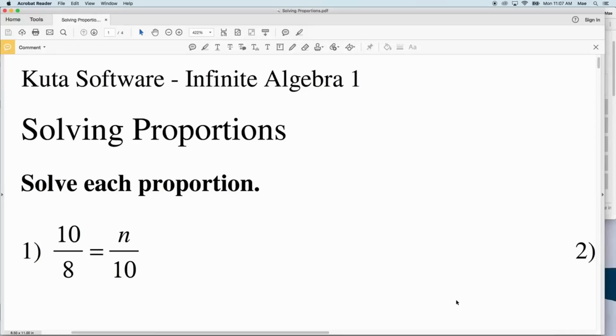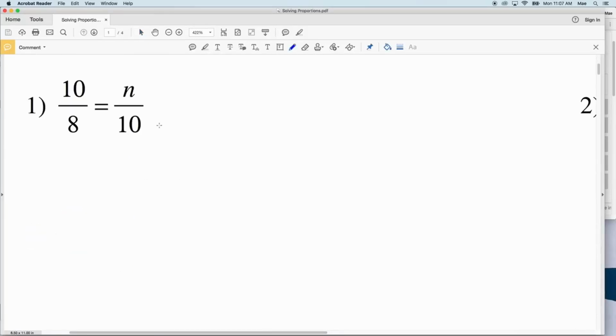In this video, we're going to start the Kuta Software free worksheet, Solving Proportions. You can find it under the Algebra 1 tab, and the directions are to solve each proportion. In order to solve a proportion, we must calculate what the variable is equal to. Our variable in this case is n, so we're going to have to isolate that n and then solve.